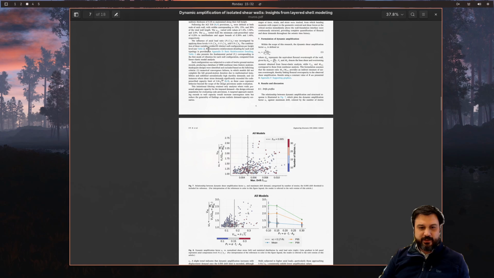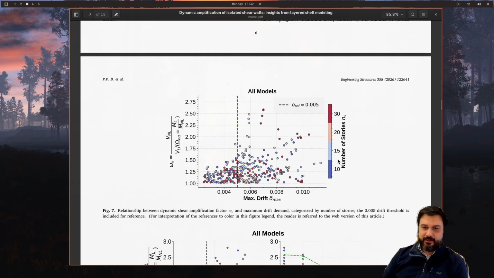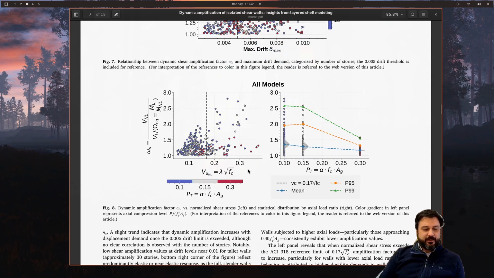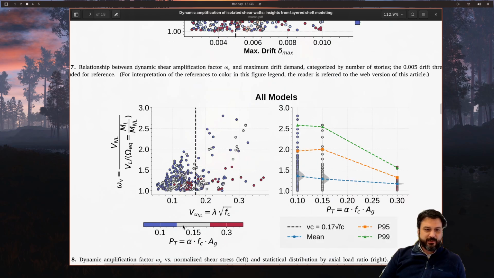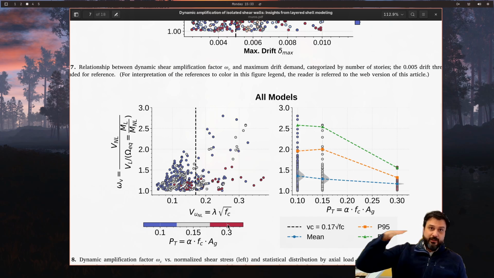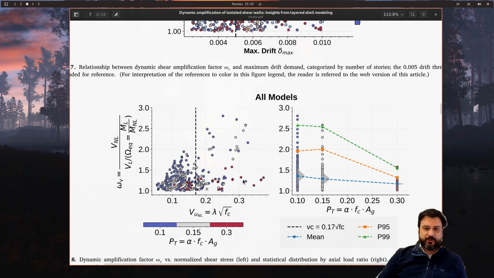But when we take a look at basically how the number of stories correlate with the amplification and the max drift, we see basically nothing. So there's nothing there. And then if we actually take a look here and we color, so this is the same plot as before, but now the color is not the number of stories, but is the amount of axial force. We see some patterns starting to emerge. We see some things, these dots doing some things. For example, you can see at 0.3, at large axial loads, the amplification seems to be capped, whereas at lower or more normal values, there seems to be no such limit.